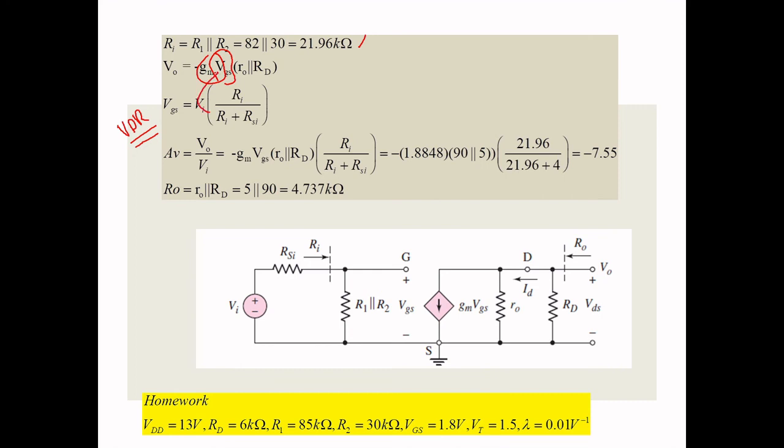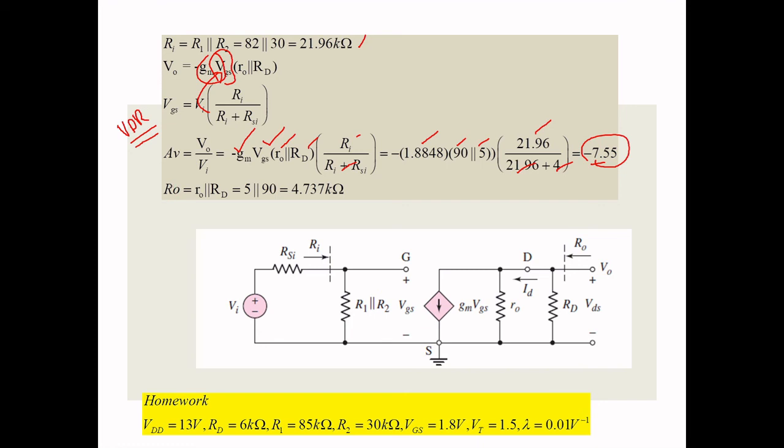So I just plug this in here. Just bring Vi down. So V naught by Vi equals minus Gm VGS R naught parallel to capital RD, into Ri divided by Ri plus RSI. Now plug in all values. You know what Gm is, you know what VGS is, R naught, RD, everything is calculated. All are known values. Just substitute those values and you will get minus 7.55.